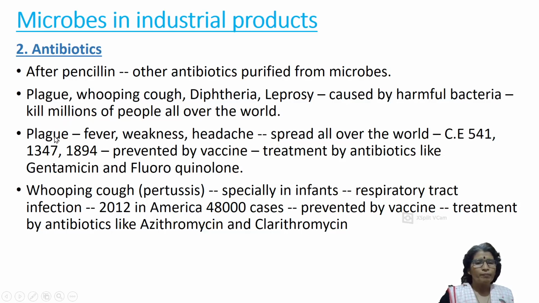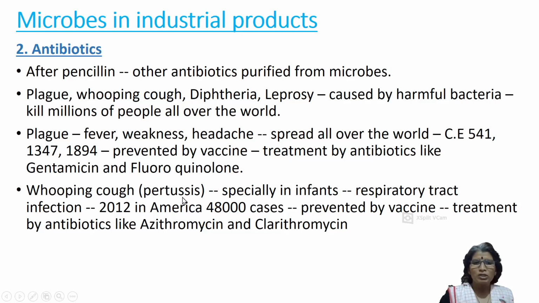Information about plague. The common symptoms of plague are fever, weakness and headache. This disease spread all over the world. In the common era 541, 1347 and 1894, many people suffered from this disease. Now this disease can be prevented by a vaccine, and we can treat this disease by using antibiotics like gentamicin and fluoroquinolone.